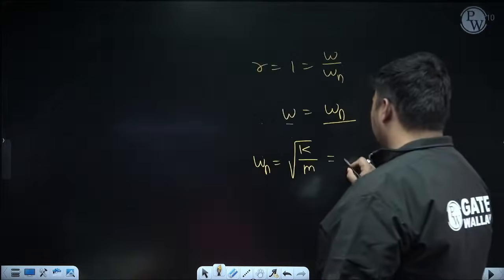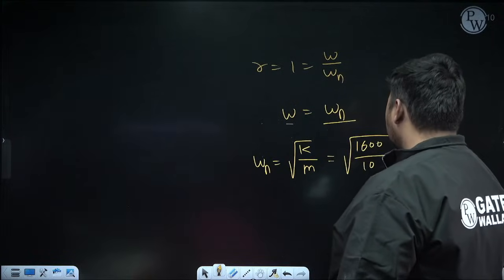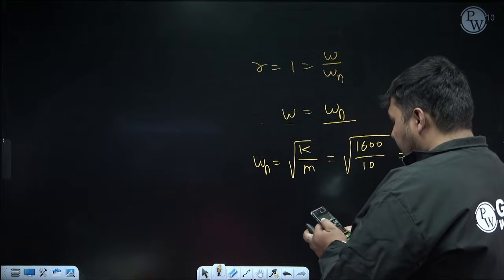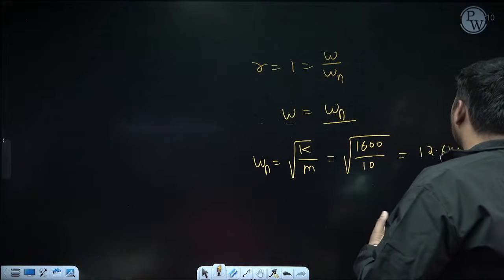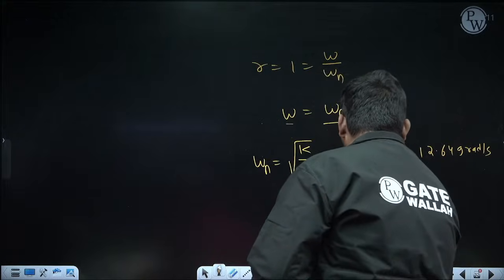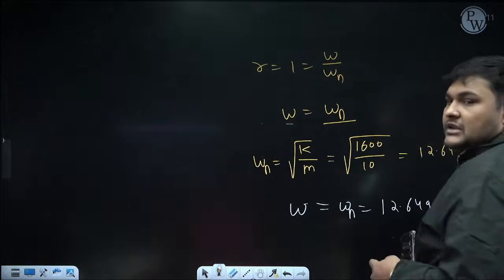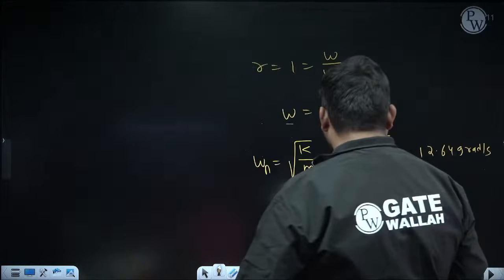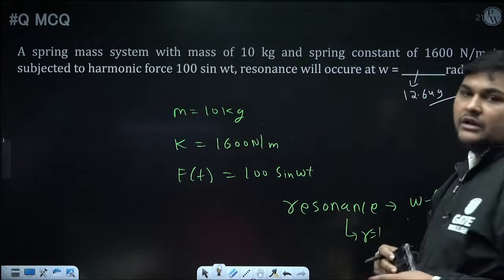K is 1600. Use SI units, na, Newton per meter, upon m, which is 10 kg. So how much is it coming? Root over 1600 divided by 10. It is coming 12.649 radian per second. Now at resonance we know omega is equal to omega n. So this forcing frequency is also 12.649 radian per second. So this is the answer for this question. Resonance will occur at omega equal to 12.649. Clear?